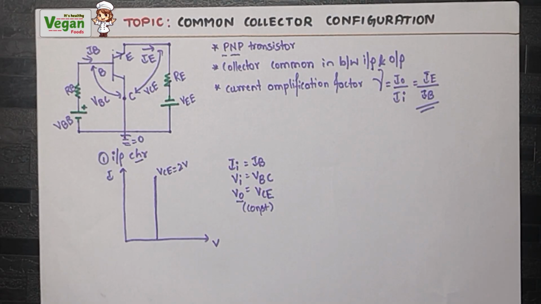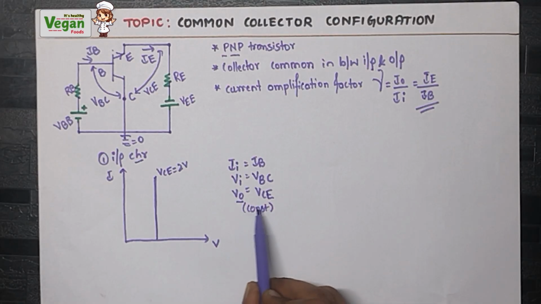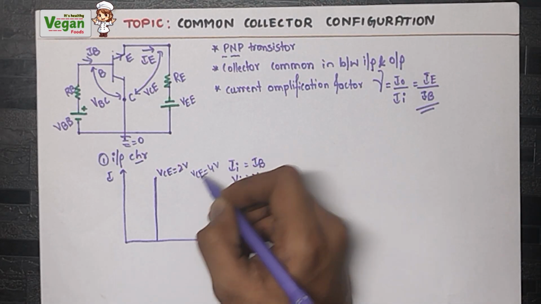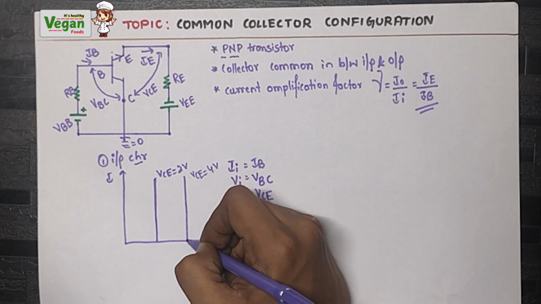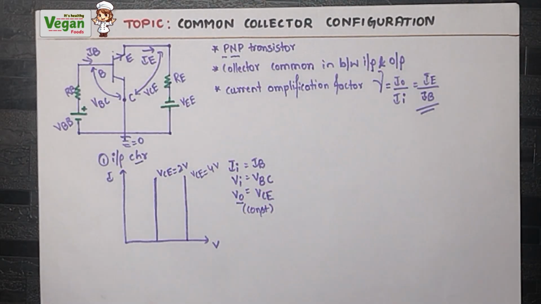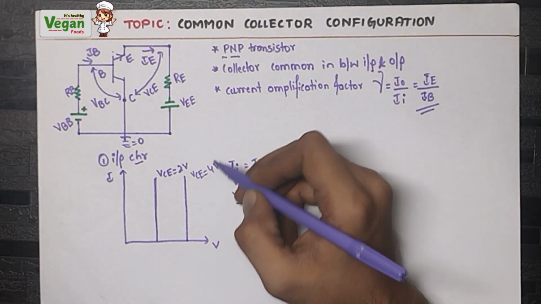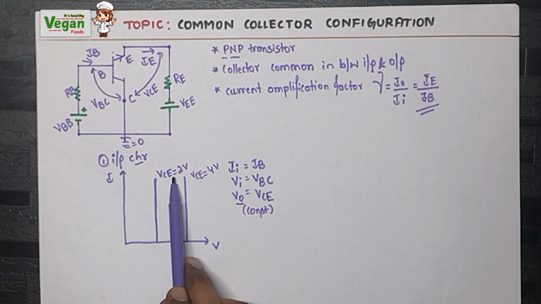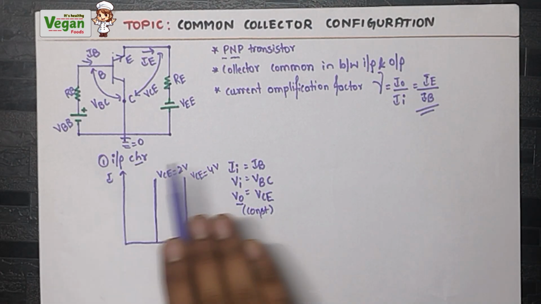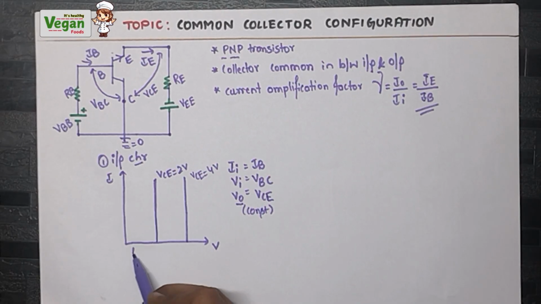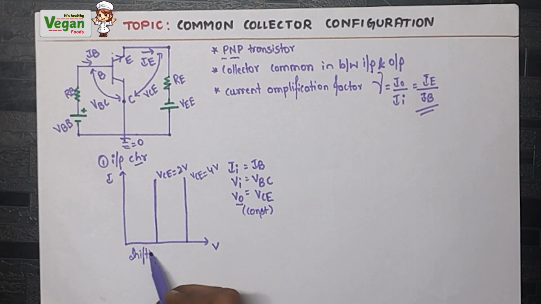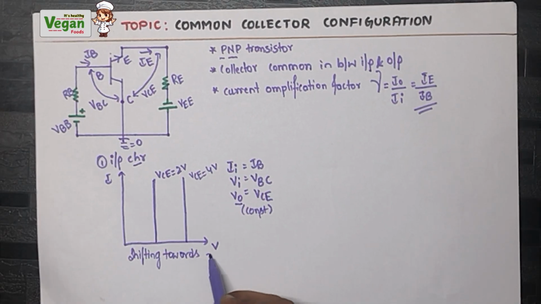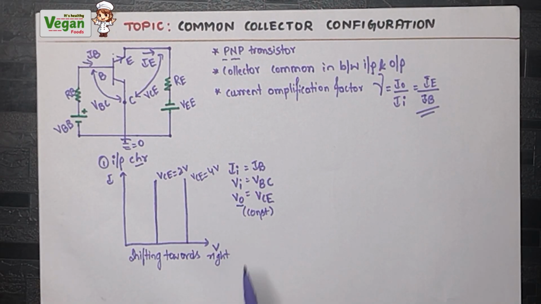Now as we increase the constant voltage value, that is let VCE is equal to 4 volt, the same straight line, that is the current will rapidly increase in a straight line. Therefore the graph is shifting towards right. When the value of the constant voltage is increasing, the graph is shifting towards right. So remember, shifting towards right, or right side, you read.